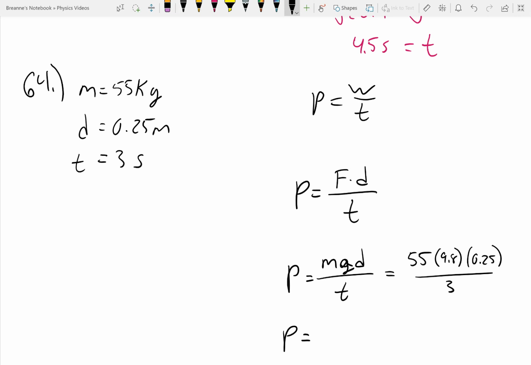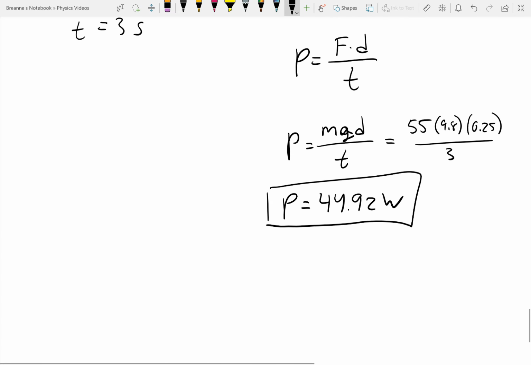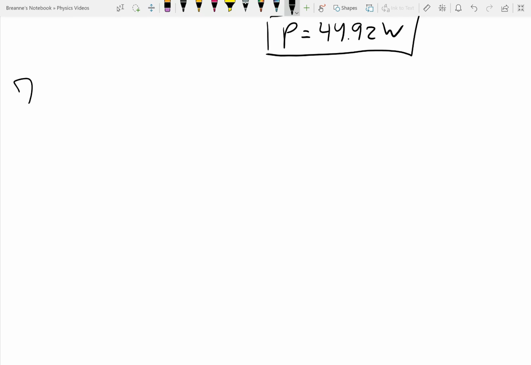So our power ends up being 44.92 watts. You can do it this way. If you look at the way I did it on the review sheet, I did it in separate parts. I found force, then I found work, and then I found power. Or you can just combine it like this if you know the formulas. Either way works. Next one I'm jumping to is 72.